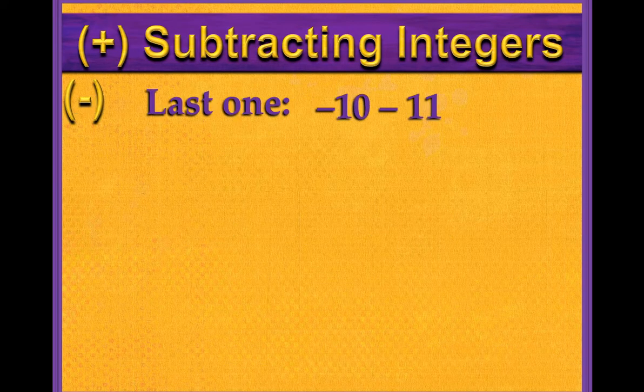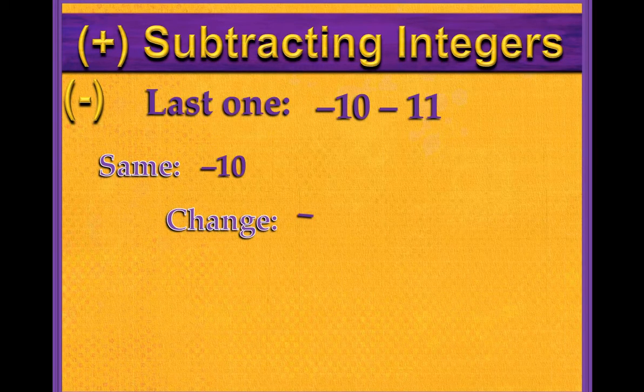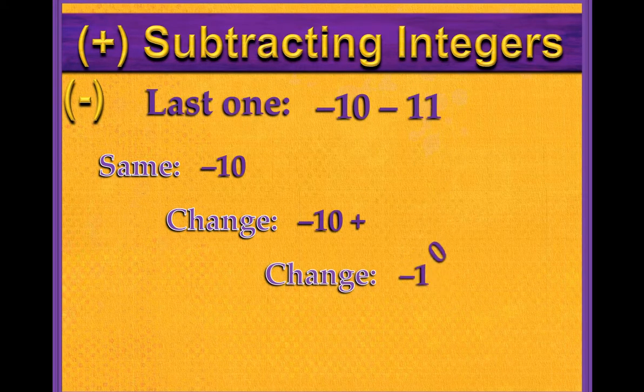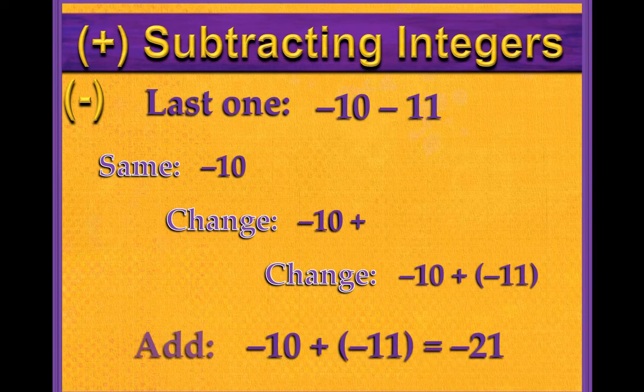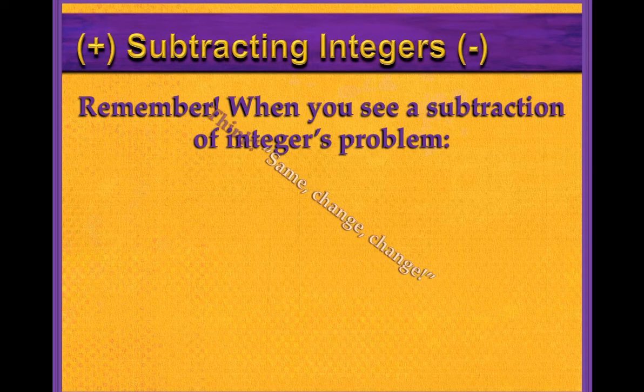Last one. Negative 10 minus 11. Same, keep negative 10 the same. Change the subtraction to addition. Change the negative 11 to its opposite. So I have negative 10 plus negative 11, which gives me negative 21.